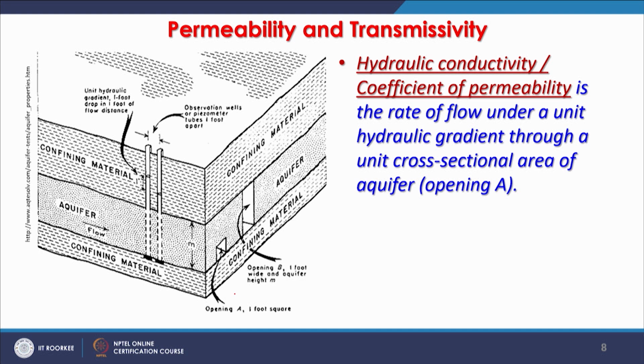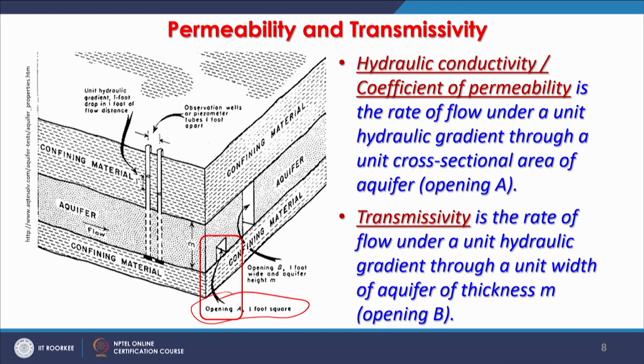You can see in this figure that this is the opening. This is the unit cross-sectional area through which water will flow depending on the gradient and other things. Now we are moving to try to understand and define Darcy's law. The water is moving like this. Whereas transmissivity is the rate of flow under a unit hydraulic gradient through a unit width of the aquifer of that thickness. This is the transmissivity scenario, which is also shown here.